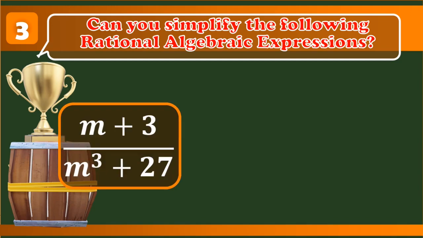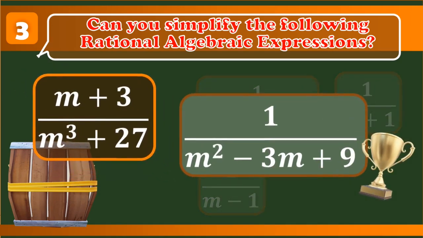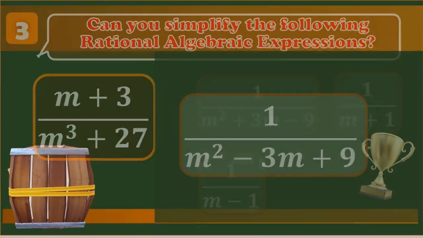Lastly, we have m plus 3 over m cubed plus 27. Which among these is the simplified form? Try it on your own. Pause. Do you have the answer? Yes, it's 1 over m squared minus 3m plus 9. Great!